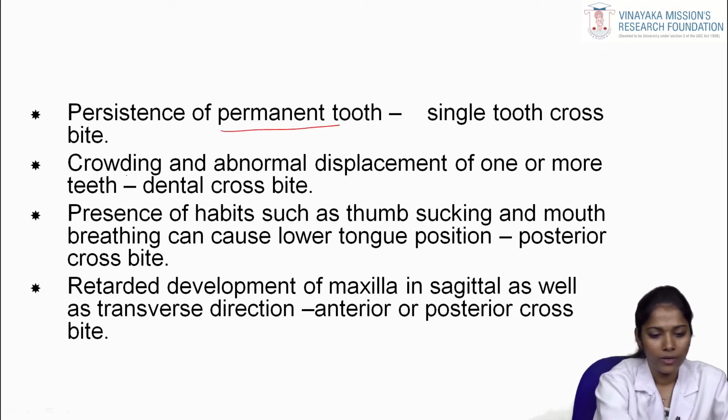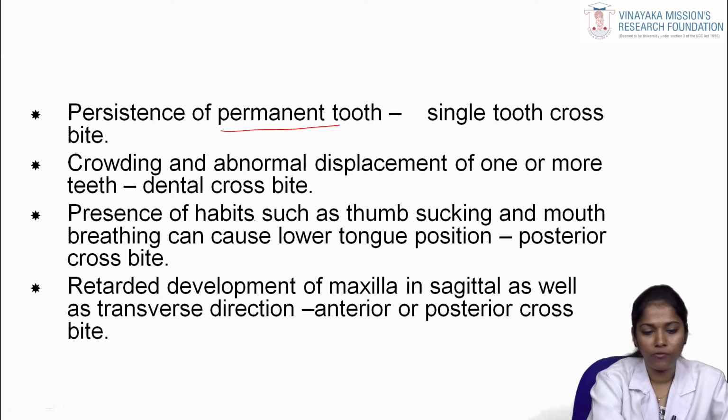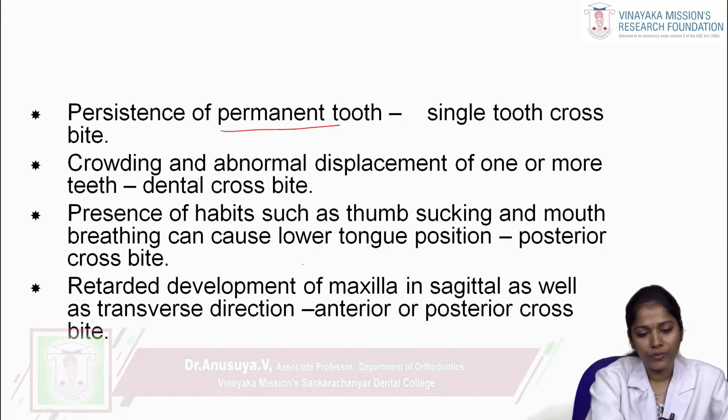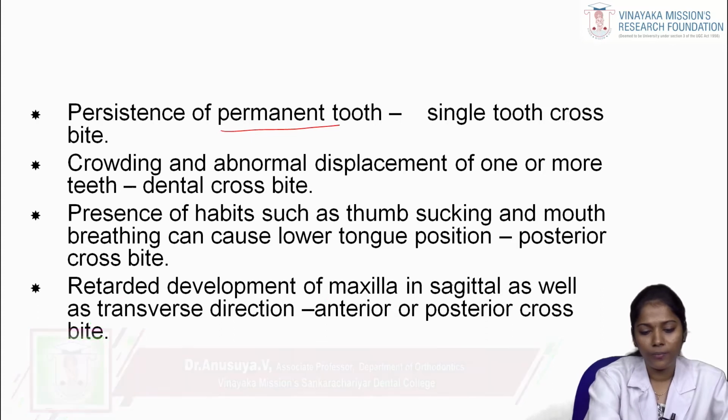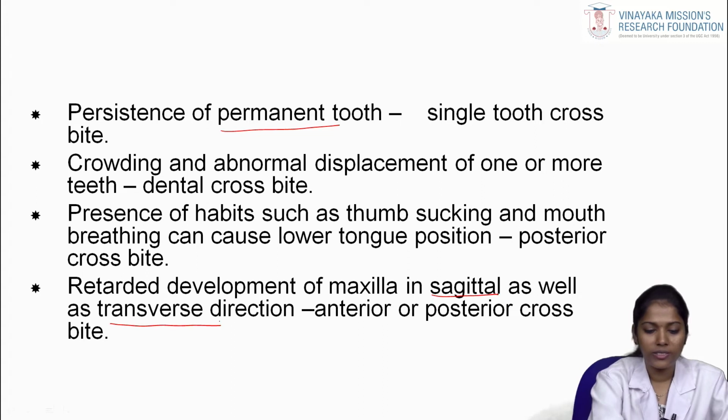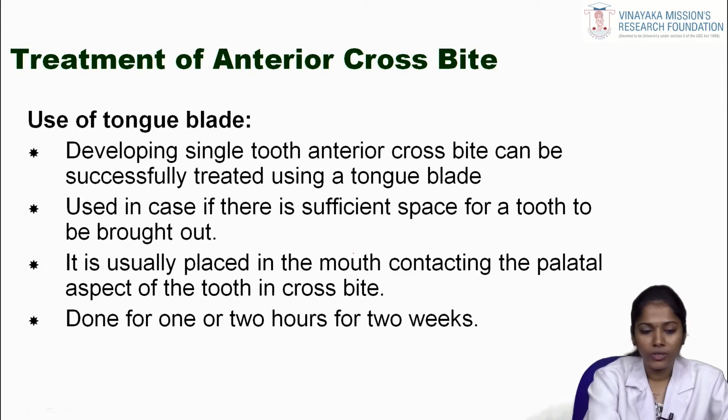And then crowding and abnormal displacement of one or more teeth, and the presence of any habit such as I told, thumb sucking, that leads to molding of the anterior portion of your maxilla. In that situation there will be bilateral posterior crossbite and retarded development of the maxilla both in the sagittal as well as in the transverse direction. So, that could lead to either anterior or posterior crossbite. Next we move on to the treatment of anterior crossbite.